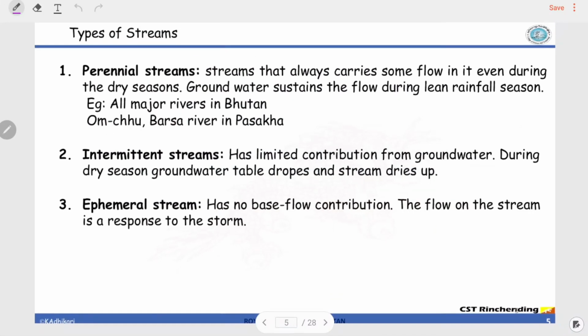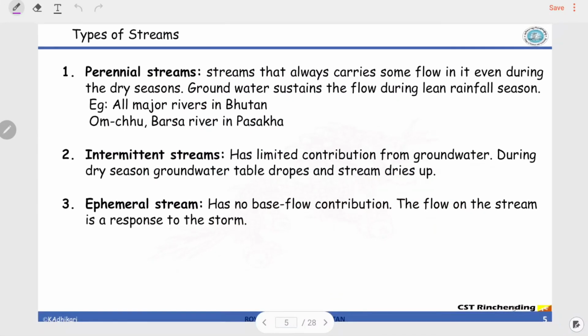Now let's discuss the various types of streams. The streams can be perennial. Perennial means there will be water throughout the year, like Wangchu, where you will find water throughout the year. Intermediate streams are those where there's limited groundwater contribution, which means during the lean season this stream dries up because there is no contribution from the groundwater.